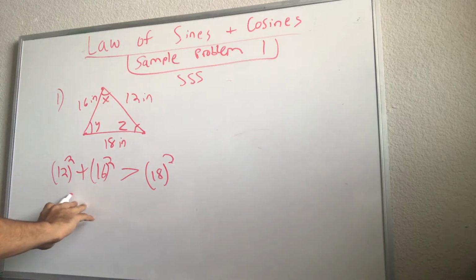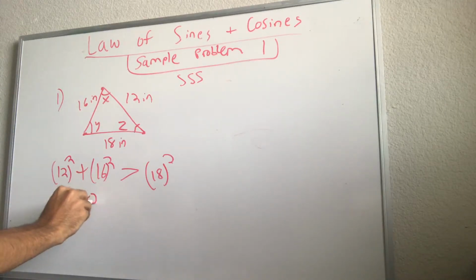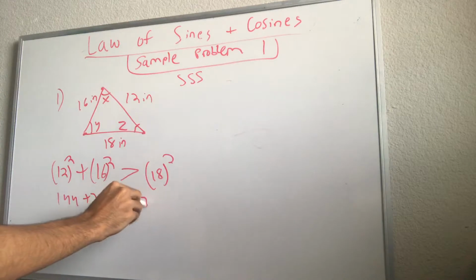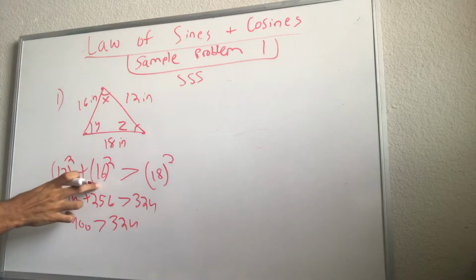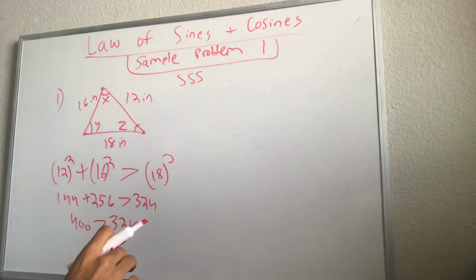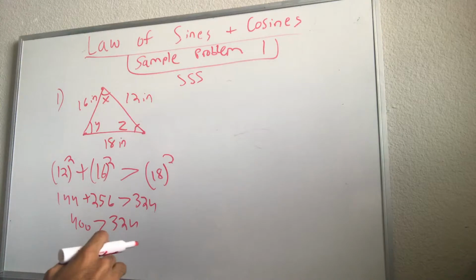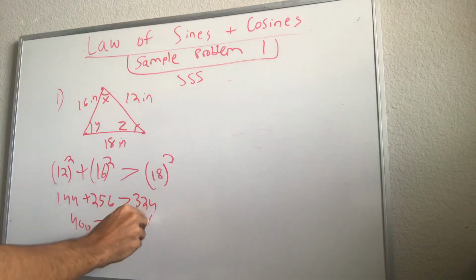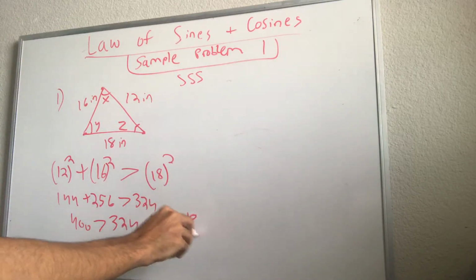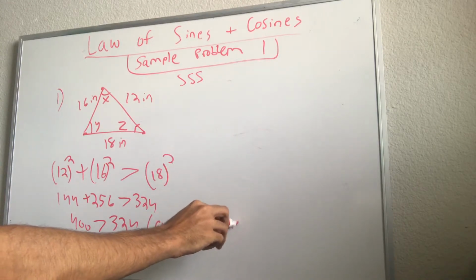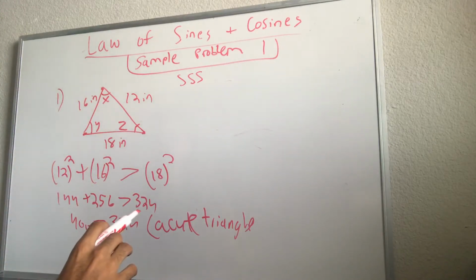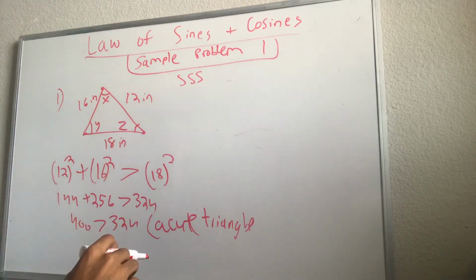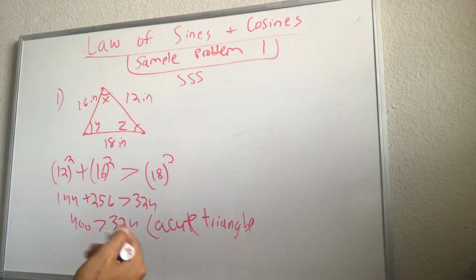So solving this out, we see that 144 plus 256 is greater than 324. So we see that 400 is greater than 324. And the fact that the sum of the squares of the two shorter sides is greater than the square of the longer side illustrates that this is an acute triangle. And that's a good thing, because if it's an acute triangle and you use those formulas to evaluate the side lengths or the angles, in this case, you know that all those three angles must be less than 90 degrees, and really all those three angles are part of quadrant 1.